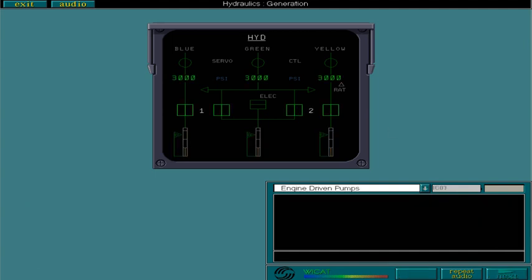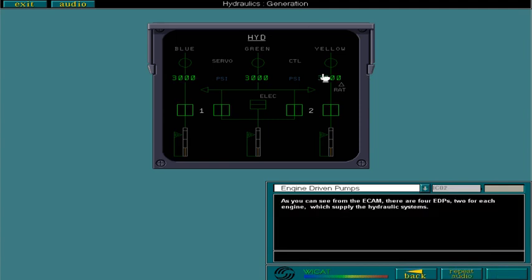As you can see from the ECAM, there are 4 engine-driven pumps, 2 for each engine, which supply the hydraulic systems. Point with the mouse to the name of the system which is pressurized by 2 engine-driven pumps.